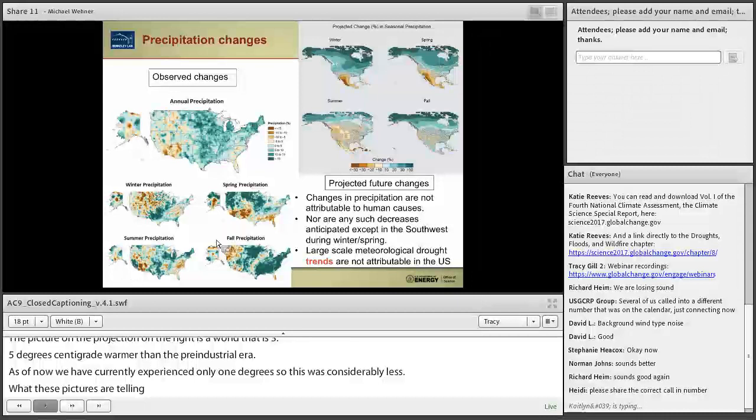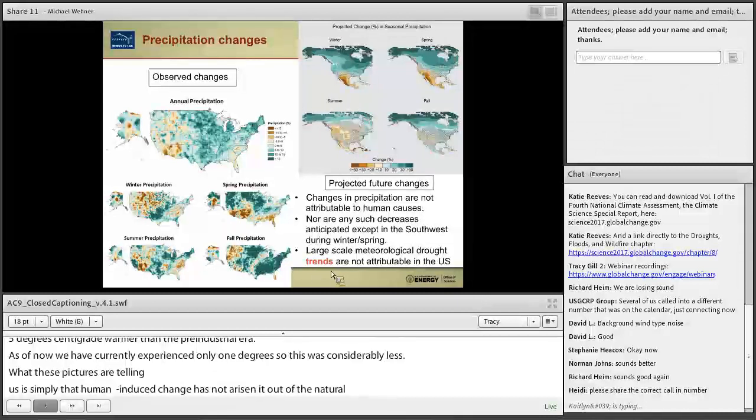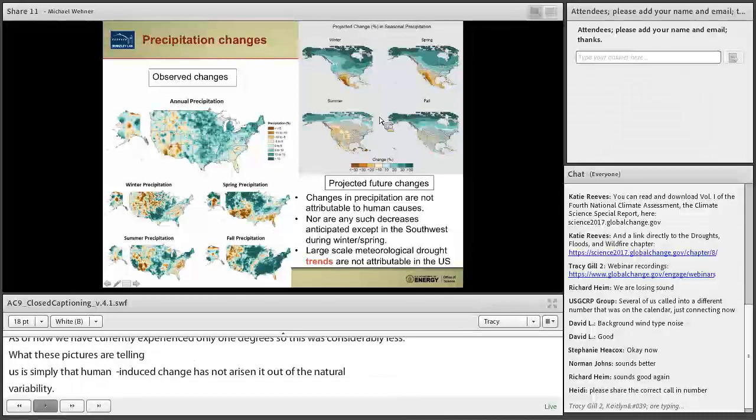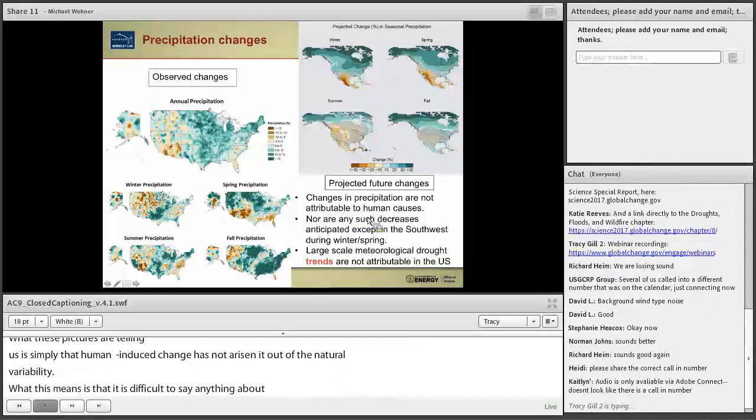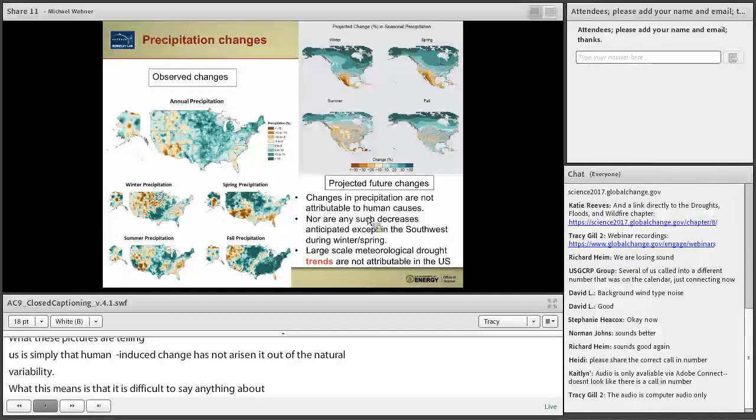Climate change detection and attribution is a signal-to-noise problem, essentially. So what this means is that there's no real drying projected outside of the Southwest, which we don't really even see in these observed changes. It's really difficult to say if any of the trends we see in meteorological drought at the largest scales are attributable, at least in the United States. And that's actually probably true pretty much throughout the world.